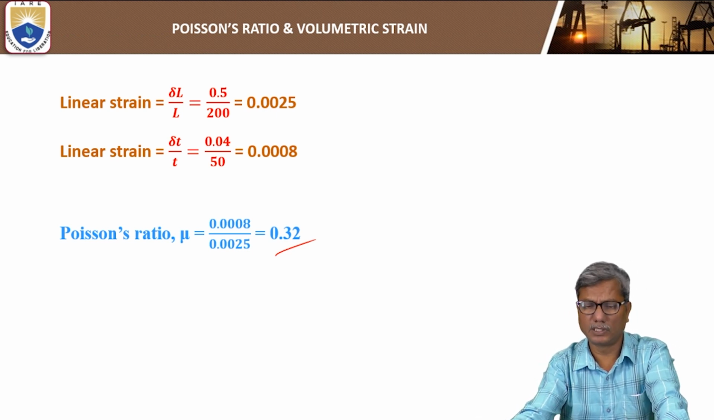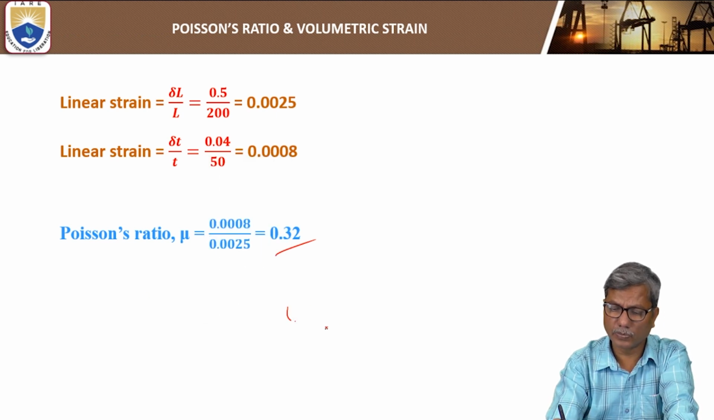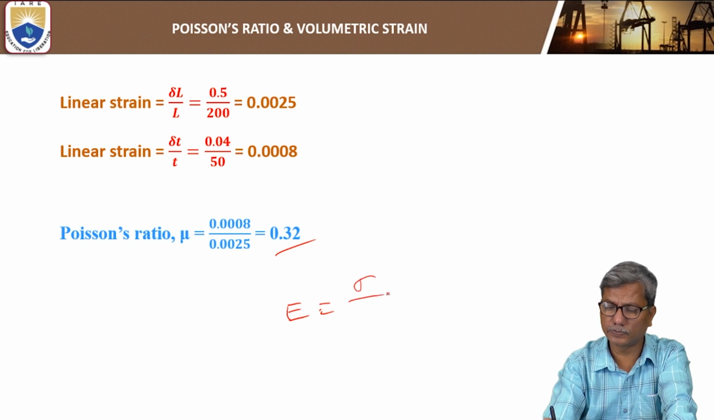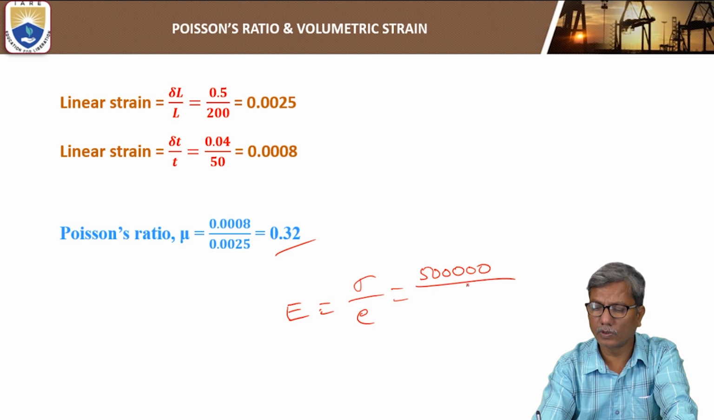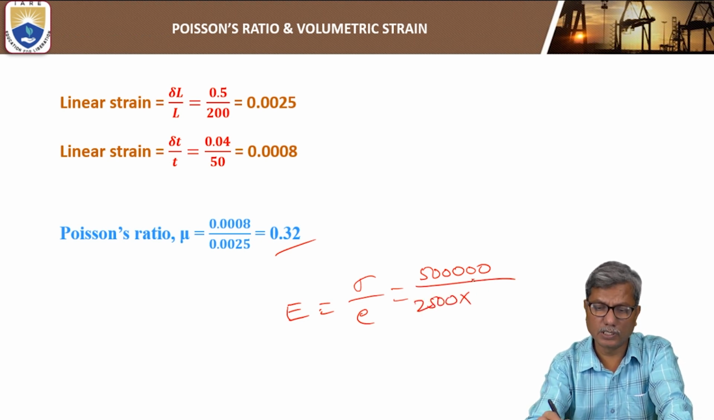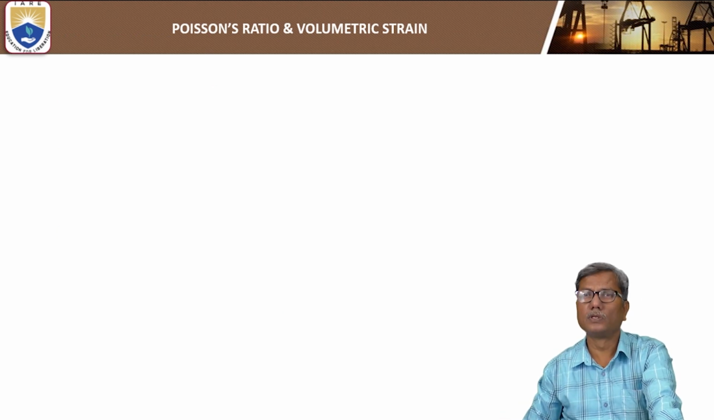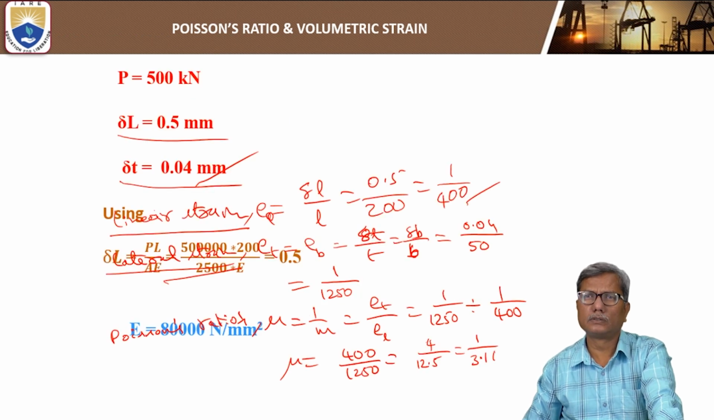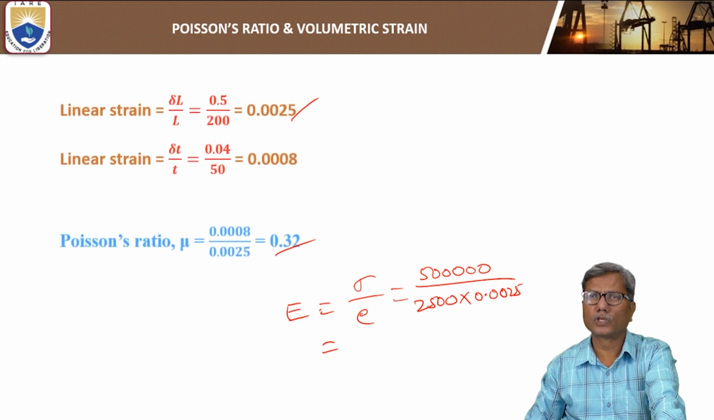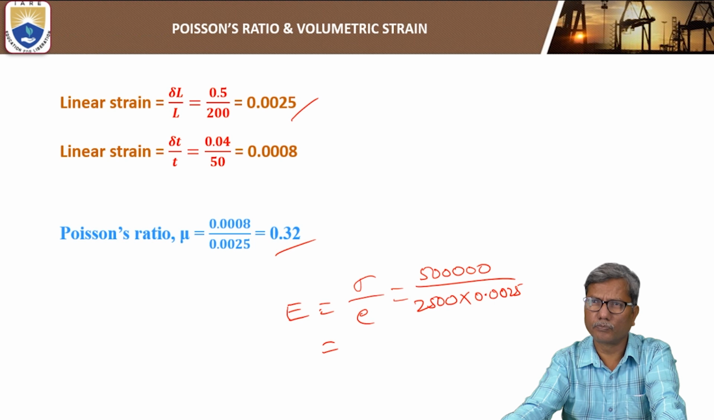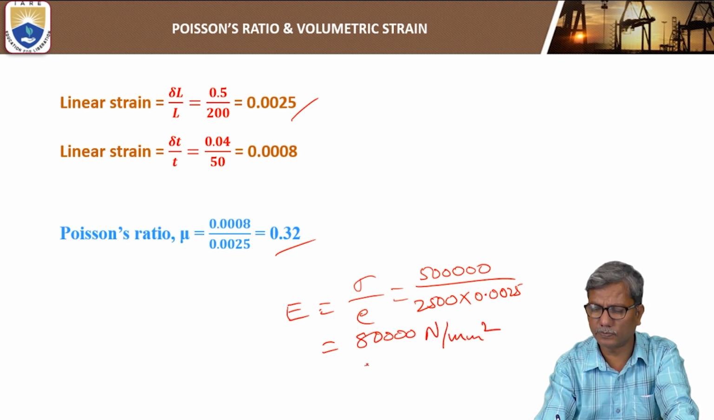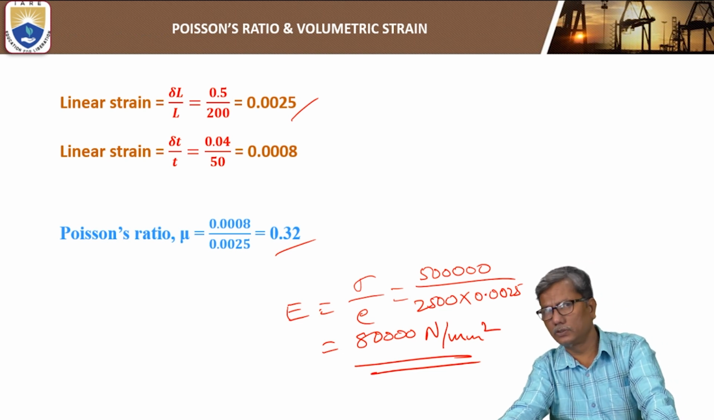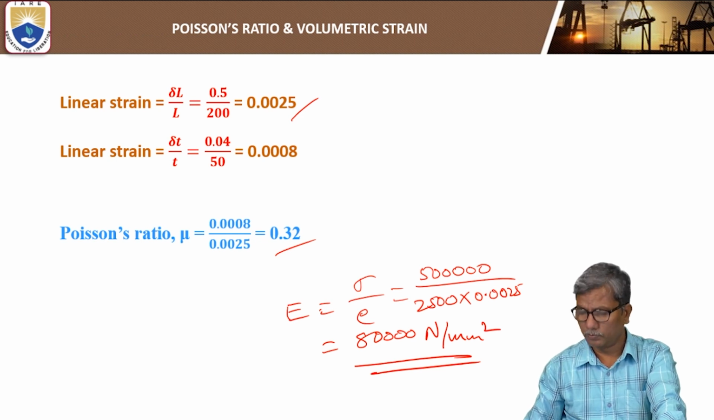Okay, 0.3. And how about Young's modulus? Young's modulus is stress by strain, linear strain. So stress is P by A and strain, linear strain is 0.002. Okay. This gives the Young's modulus as 80,000 Newton per mm square. This is how we solve the problems related to simple stresses.